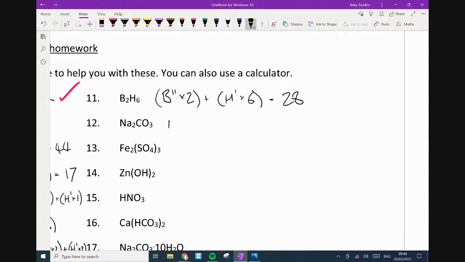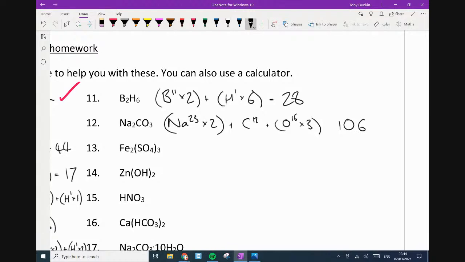Sodium carbonate. Sodium is 23 times by 2 plus carbon, which is 12, plus oxygen, 16 times 3. So 23 plus 23 plus 12 plus 16 times 3 gives me 106. Tick it if you got it.